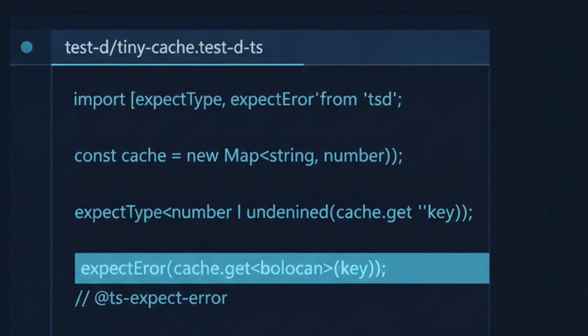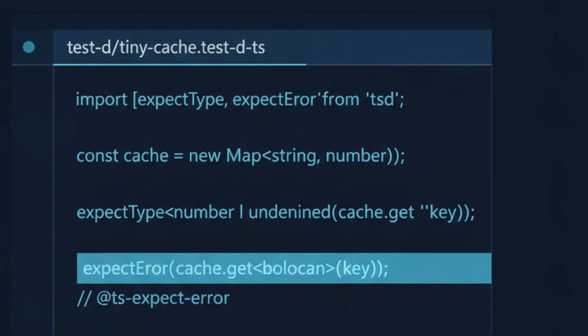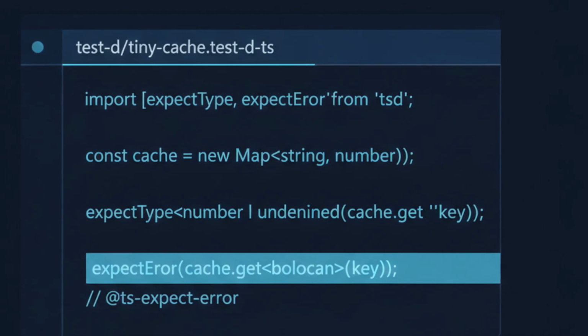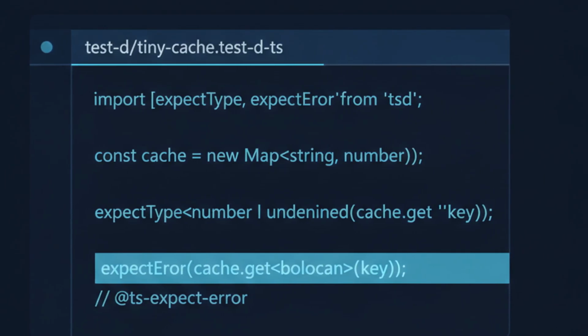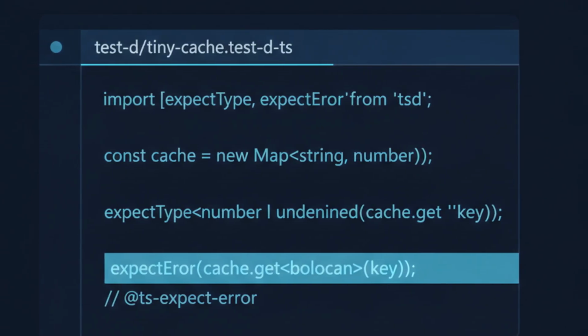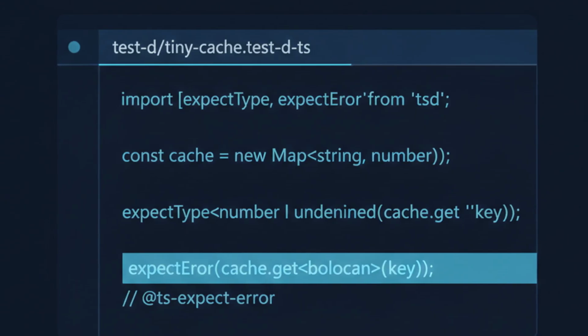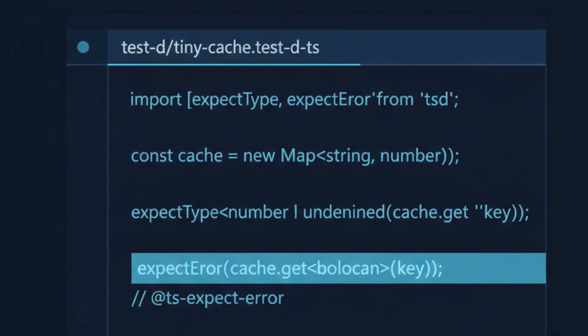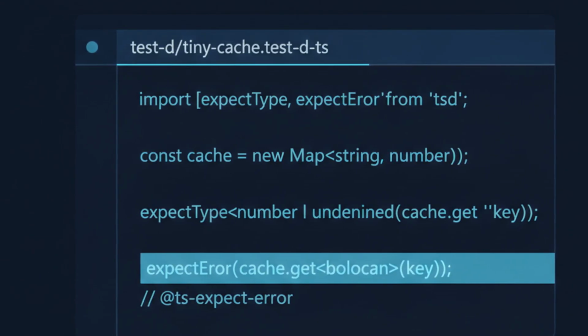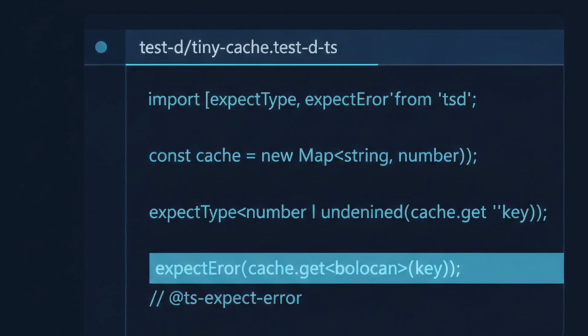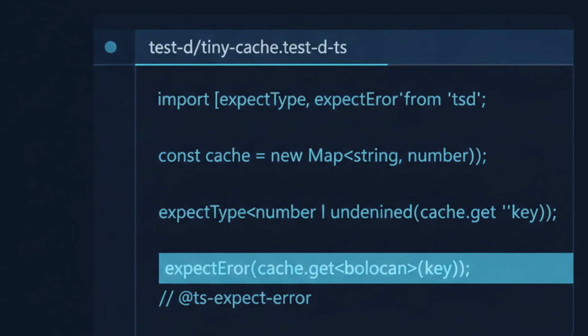The tsd library gives you assertions like expectType and expectError that run at compile time. Here we assert that get returns string or undefined, and that passing a number to set is a genuine error. If a future change breaks these expectations, your CI fails. Treat your types as code that deserves its own tests.